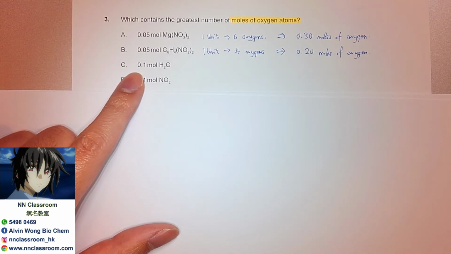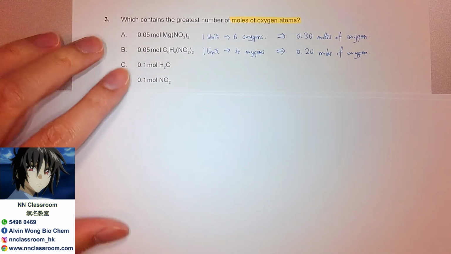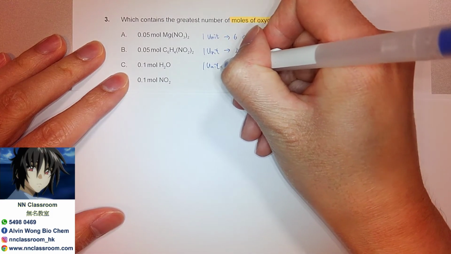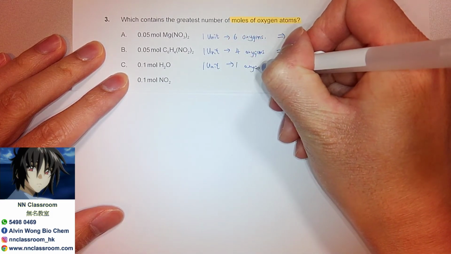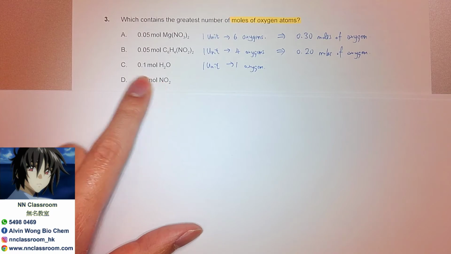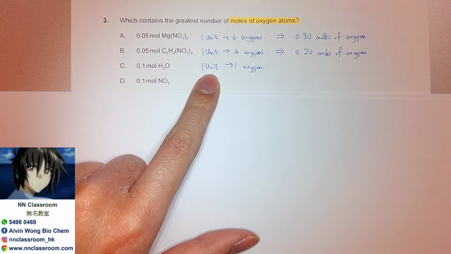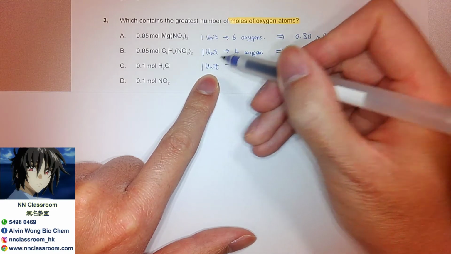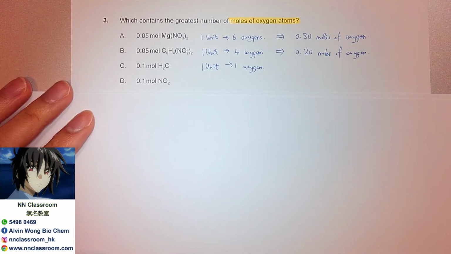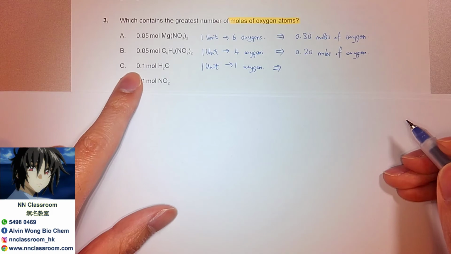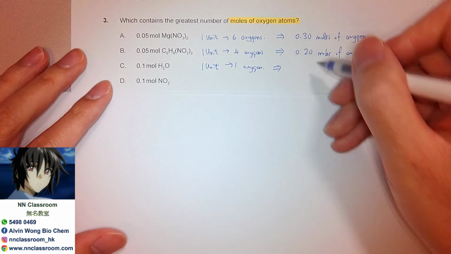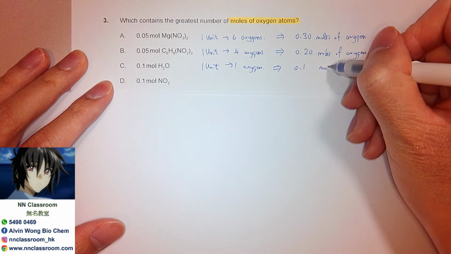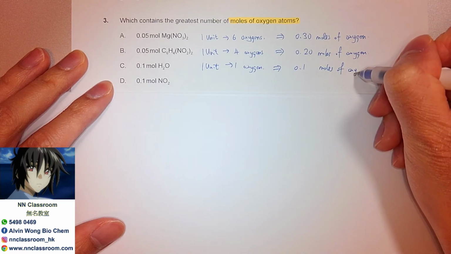For C, that's easy because 1 unit this time only contains 1 oxygen. So the ratio is still 1 to 1. However many moles you have, the number of moles of oxygen inside is the same, right? Makes sense, because in 1 water we see 1 oxygen. So with this in mind, 0.1 moles will be multiplied by 1 as well. So also 0.1 moles of oxygen, right?